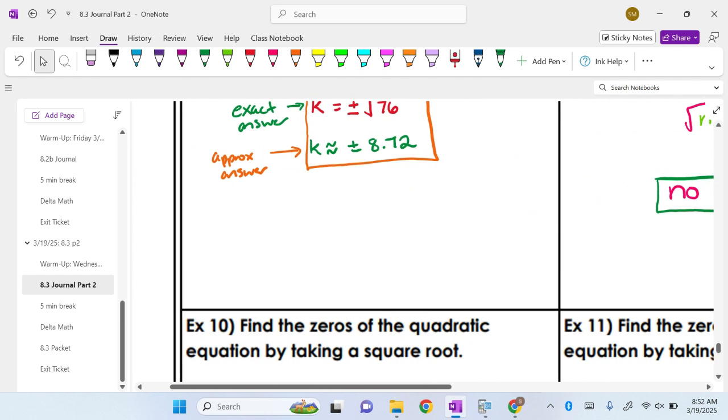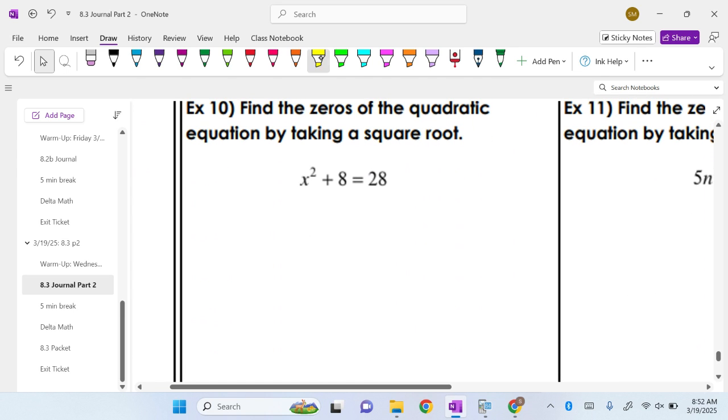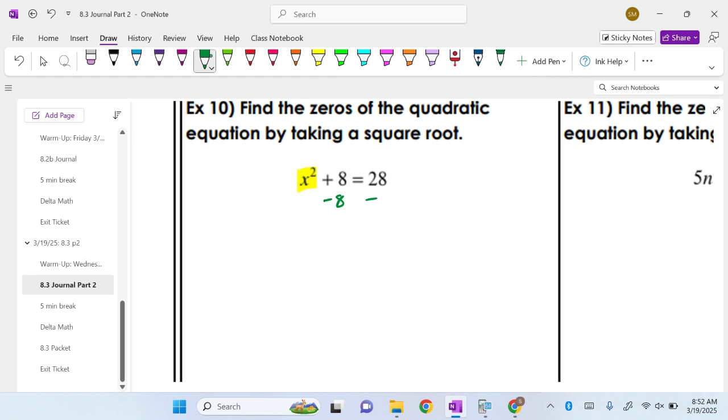All right. This one. Here's my x squared value. What's the only thing I've got to do to get that x squared by itself? Subtract 8 from both sides. That goes away. x squared is equal to 20. Take the square root of both sides. That goes away. x is equal to plus or minus the square root of 20. So that's our exact answer.